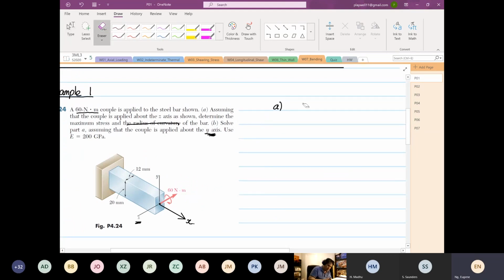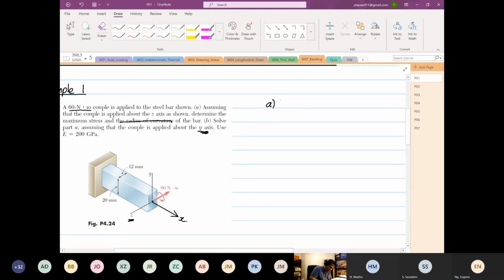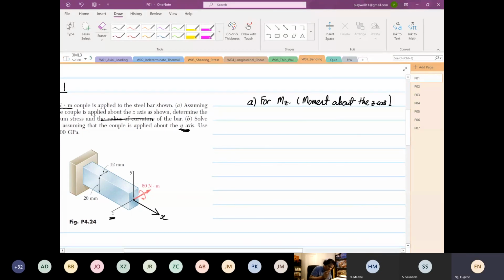So for Mz, so okay, so moment, so Mz means moment about the z-axis. Okay, moment about z-axis. We are still going to calculate stress x, right? Is equal to Mz over Izz multiplied by what? Y. Okay, so that's for part A of the question.